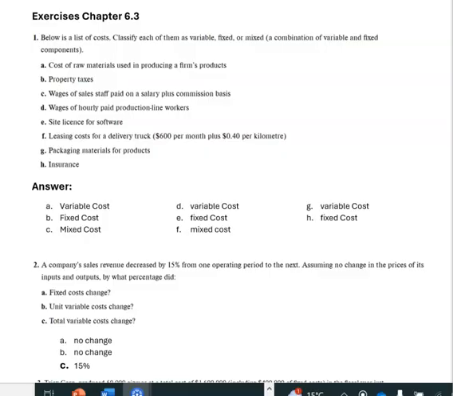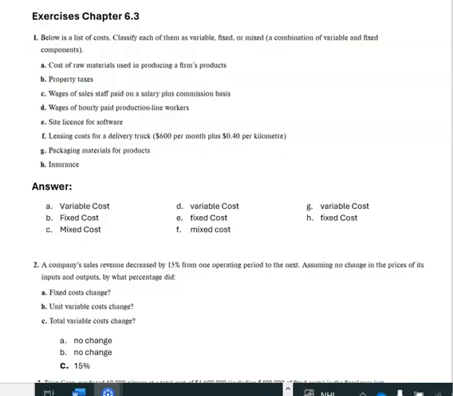C, wages of sales staff paid on a salary plus commission. So there's two different costs there. The salary paid to the sales staff, no matter what, they get that amount of salary. That is a fixed cost, but the commission is in direct relation to how many products they actually sell. So that would be a variable cost, which would make it a mixed cost. But luckily, those types of costs are very easy to isolate, which part is fixed and which part is variable.